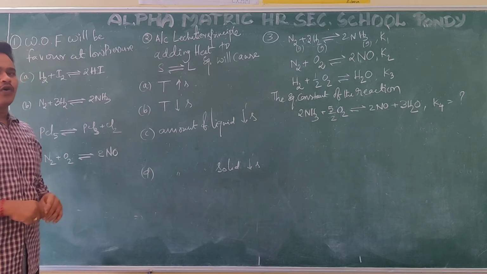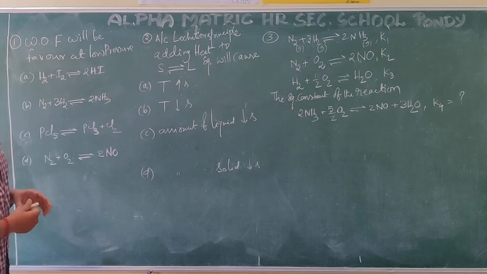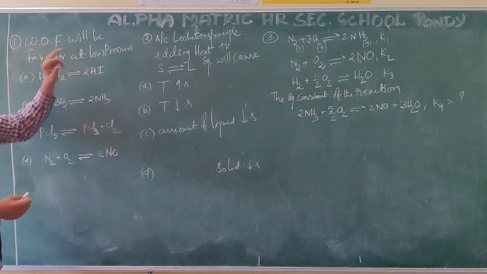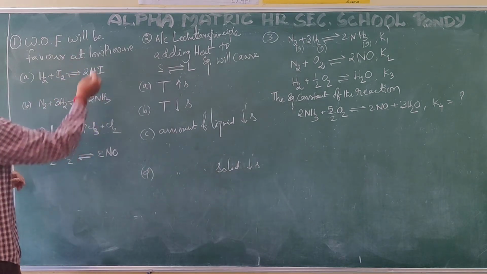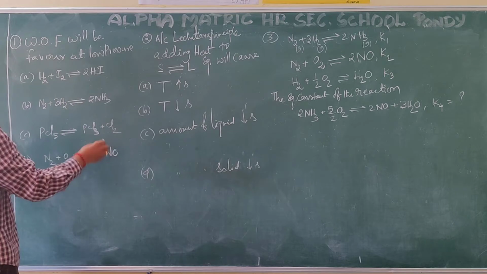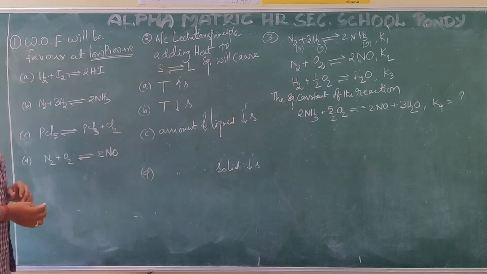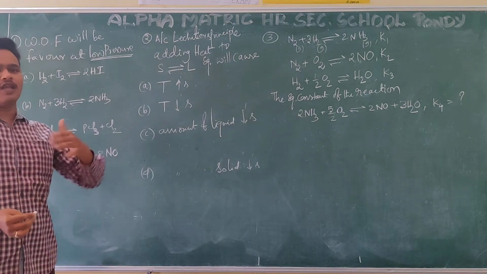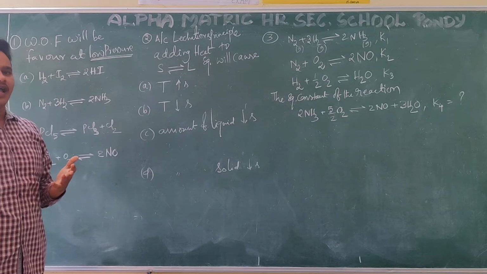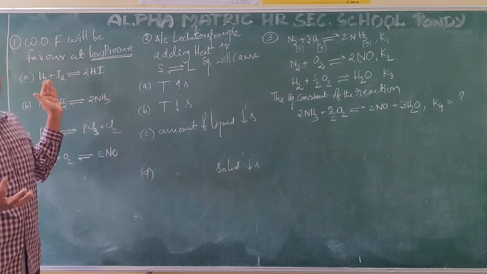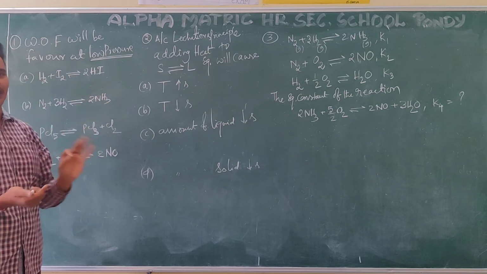In this video, we are going to discuss some questions on equilibrium. Here you see: which of the following will be favored at low pressure? They are giving four options, asking which reaction is favorable at low pressure. What we already studied: pressure increase is a stress, and the system responds in order to decrease the number of moles. We have to check the number of moles on the reactant side and the product side, and observe in which option there is a change.